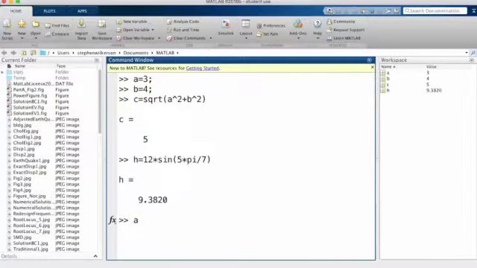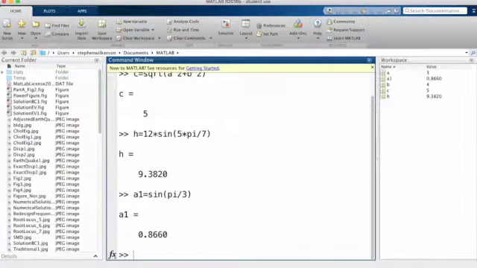So let's make this a1 so it's different from the other variables. a1 will equal sine pi over 3. Okay. And a2 will equal cosine, this should be exactly the same number, okay, of pi over 2 minus pi over 3.